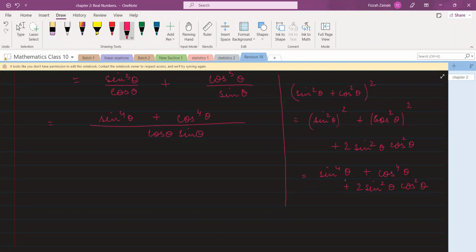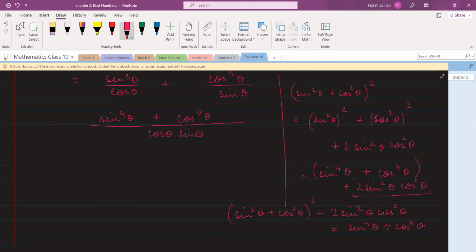So if you want to obtain the value of this thing, sine 4 theta plus cos 4 theta, you can take this on the left hand side, right? So on left hand side, you will have sine square theta plus cos square theta whole square minus 2 sine square theta cos square theta. And now on the RHS, you only have sine 4 theta plus cos 4 theta. Is that understood?